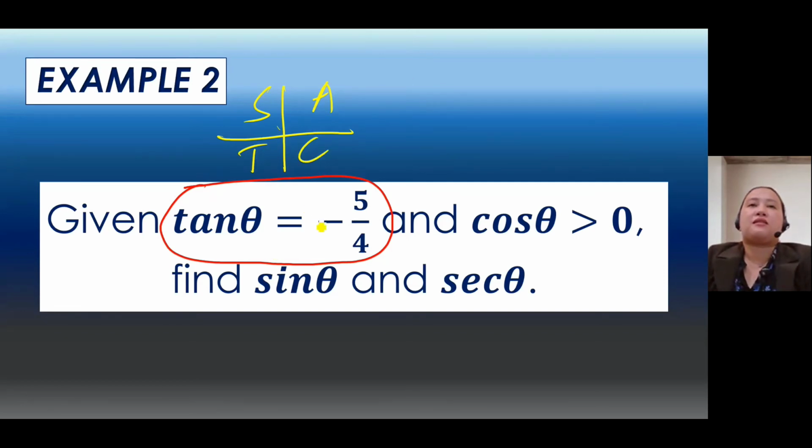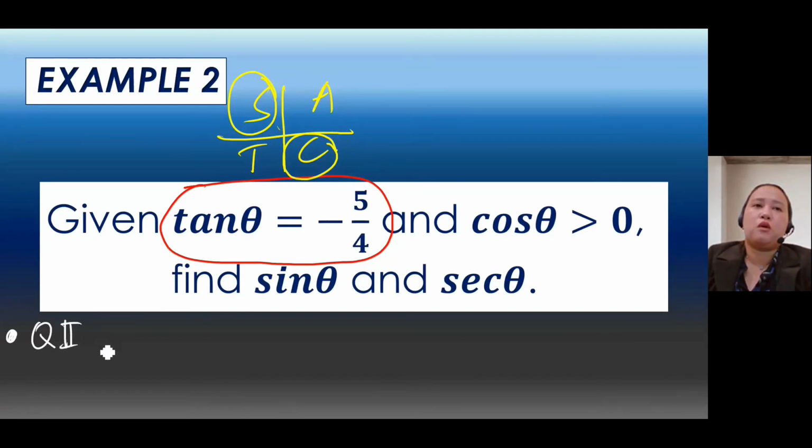Okay. So tangent theta is negative. So determine in which quadrant tangent theta is negative. On the first, it is positive. On the second, only sine is positive. The rest are negative, so we can encircle this. On the third, tangent theta is positive, so not this quadrant. On quadrant 4, only cosine theta and its reciprocal are positive. The rest are negative. So it means that we have quadrants 2 and 4. Okay, 2 and 4.